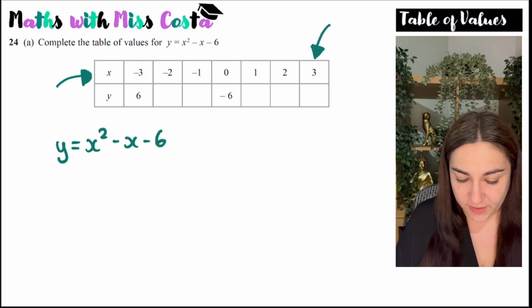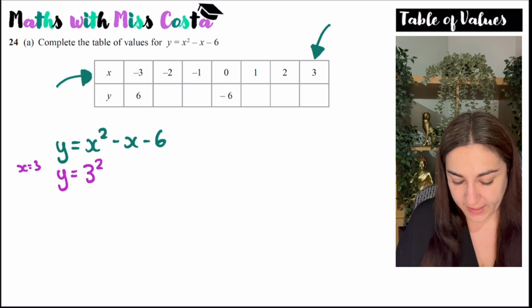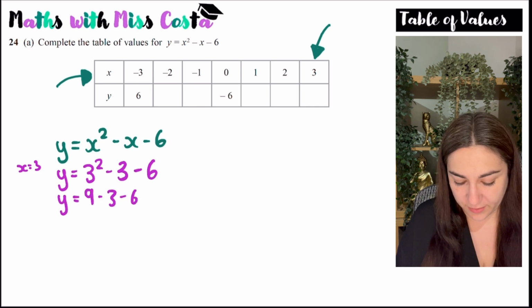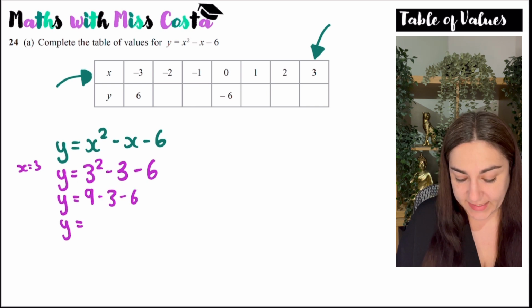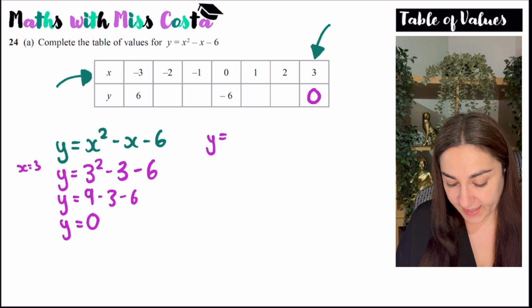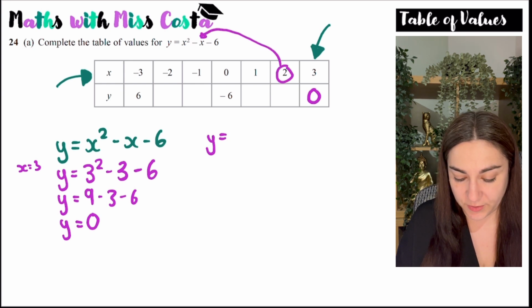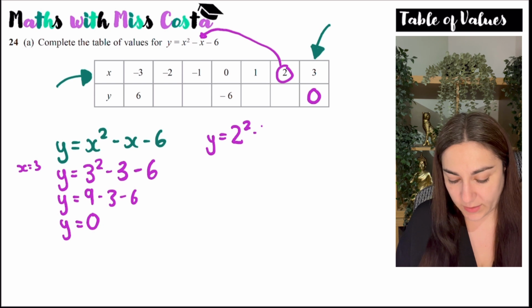So for the first one, x is 3. So I'm going to do y equals 3 squared minus 3 minus 6. So what does 3 squared? That's 9. Take away 3, take away 6. And 9 take away 3 is 6. 6 take away 6 is 0. So that's what I do for the first one. I do the same thing for the second one. So I'm going to substitute x is 2 into this equation. So y equals 2 squared, take away 2, take away 6.